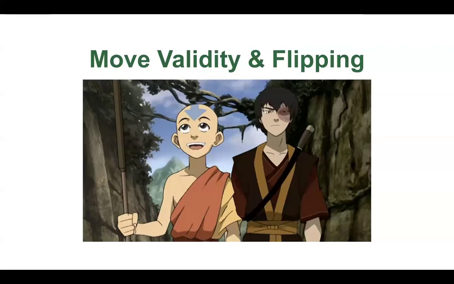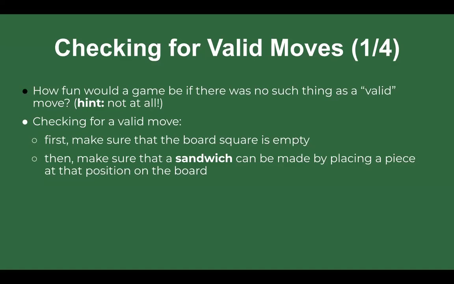Okay, now we're going to talk about move validity and flipping. So like Sarah was talking about, you have to make a sandwich if you're putting your piece down with the other player's pieces in Othello. And then once you do that, all of the pieces of the other player's color in the middle of the sandwich flip to your color.